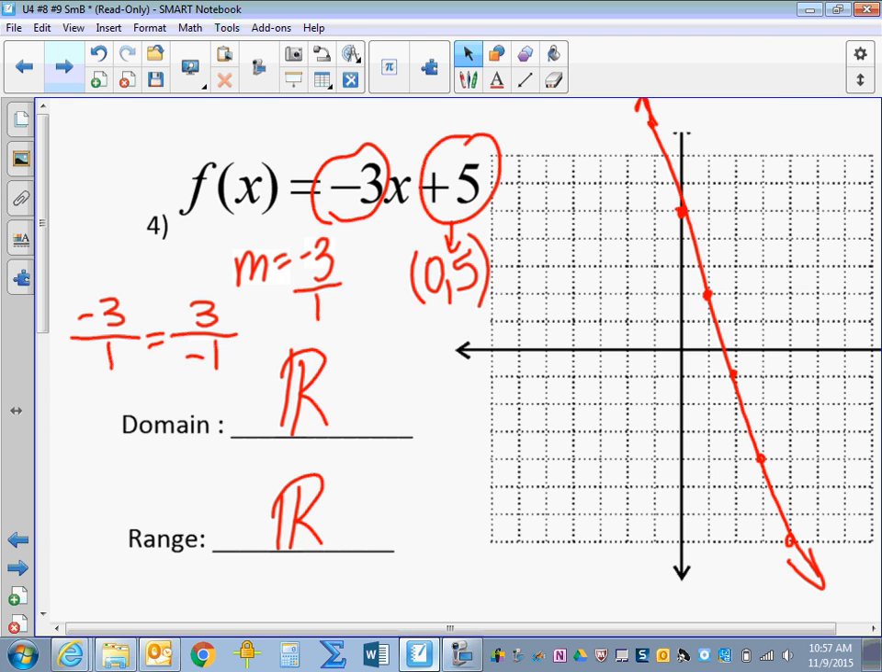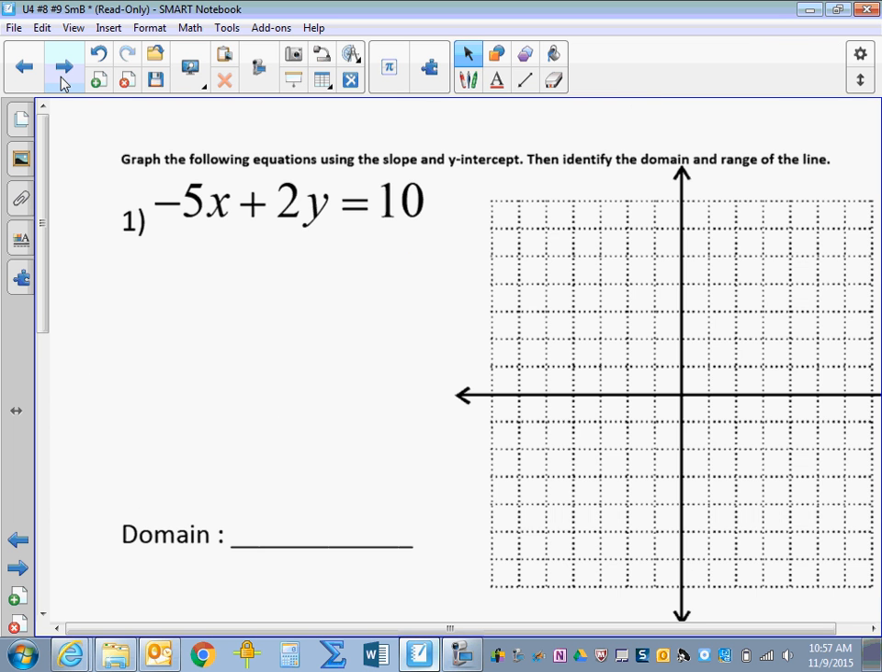So far, we've been giving it to you in this nice y equals mx plus b form. But what happens if we have something like number 1 at the bottom of your page? It's not in y equals mx plus b form. So if I need to know y equals mx plus b form, what should we do? Solve for y. Get y by itself so we can have it in that form.